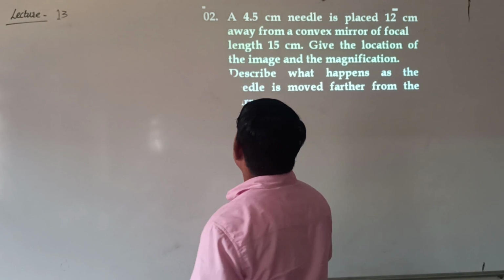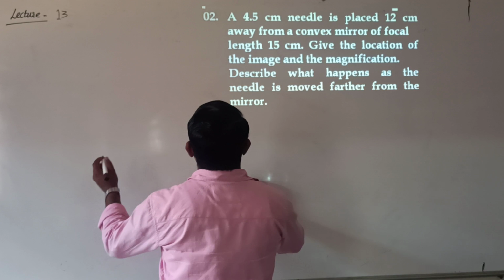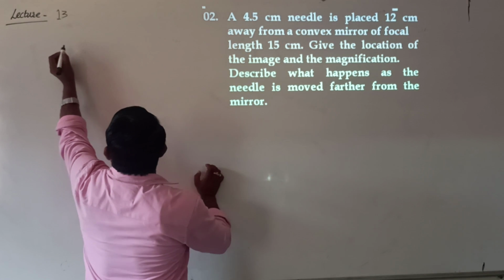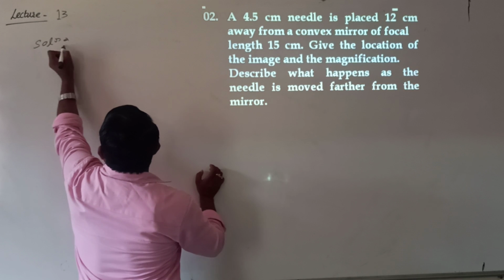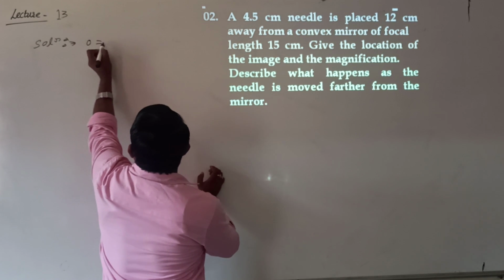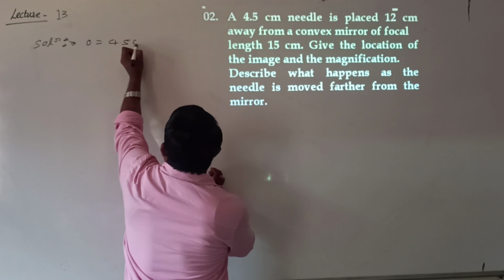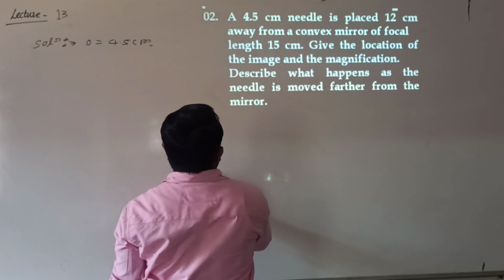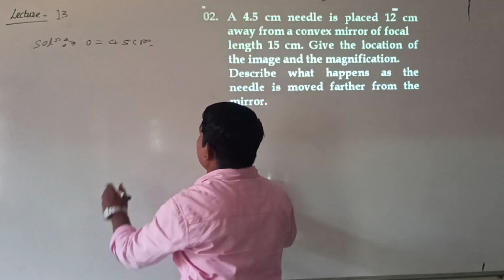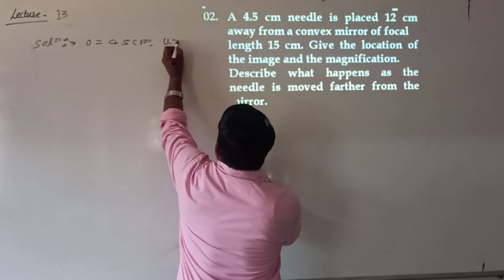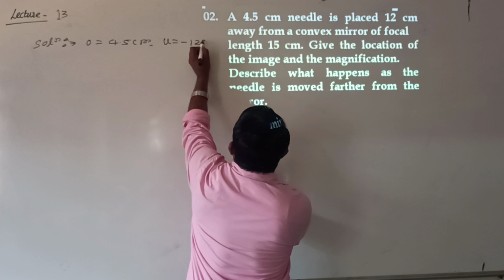What is given? A 4.5 centimeter needle, the size of the object is given. Let us go for the solution. Object size is given, that is 4.5 centimeter. Placed 12 centimeter away from the convex mirror. Object distance is given, that is U. U is equal to minus 12 centimeter.